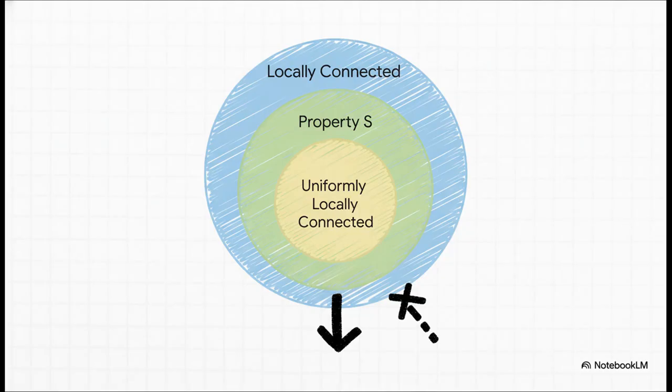And what's really cool is how these three ideas fit together. There's a clear hierarchy, a pecking order. At the very top, the strongest condition is uniformly locally connected. If a space has that, it automatically has property S. And if it has property S, well, then it's for sure locally connected. But, and this is super important, it doesn't work the other way around. A space can be locally connected without having the much stricter property S.